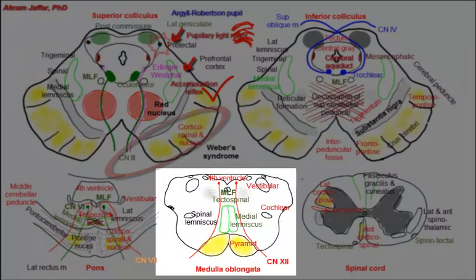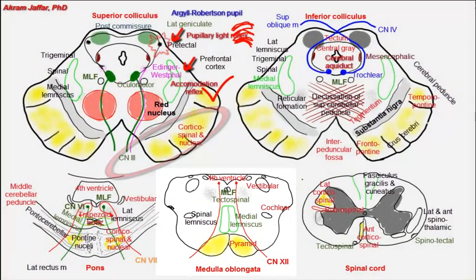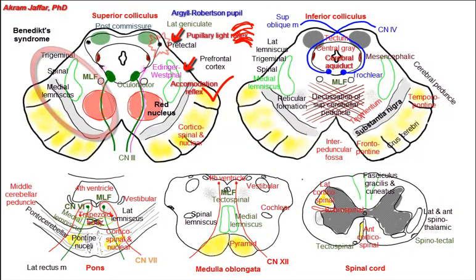Occlusion of a branch of the posterior cerebral artery might result in Benedict's syndrome if it affects the midbrain. Here, the medial lemniscus will be involved, and this results in contralateral hemianesthesia, because these fibers of the medial lemniscus carry pain, temperature, touch, and pressure sensations from the contralateral side of the body.